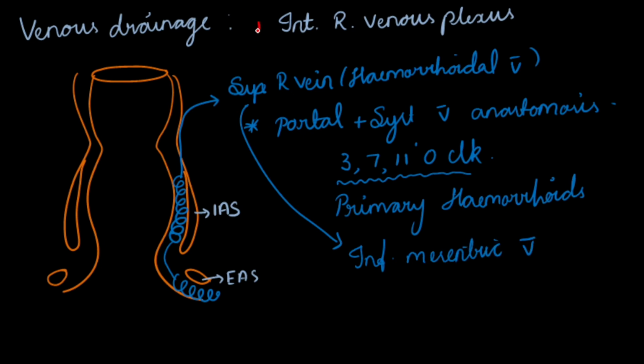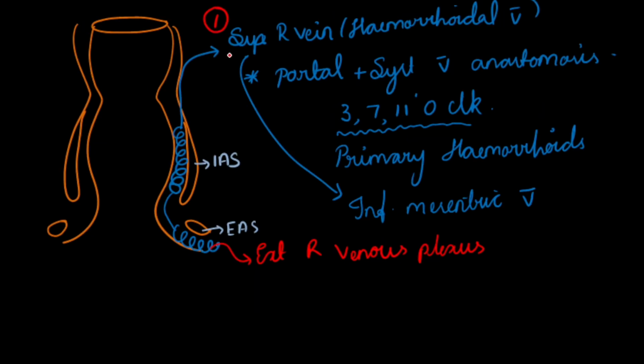So as we discussed regarding the internal rectal venous plexus, the same way the external rectal venous plexus is there, which is really communicating with the internal plexus and also with the other veins. It is present between the anal canal and the external anal sphincter, you can see. And the upper part of the anal canal drains directly into the superior rectal vein, which drains into the inferior mesenteric vein.